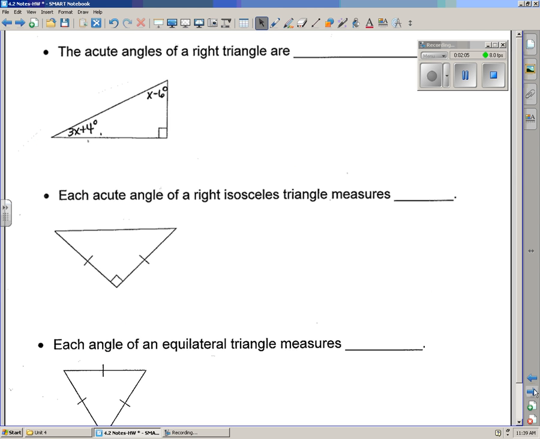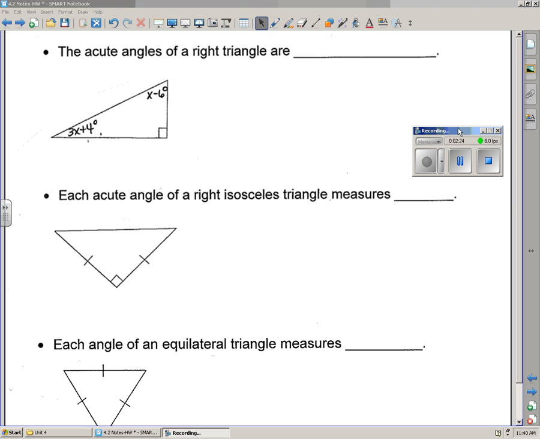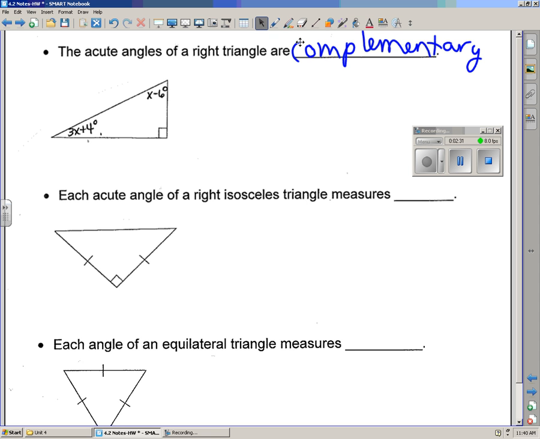The acute angles of any right triangle have to be complementary. They have to add to 90. If one angle is 90 already, hold on a second, C-O-M-P-L-E-M, let me fix my spelling and let me move this recording thing down. So there we go, complementary. So the fact that you've got one angle being 90, but all three angles have to add to 180, then the other two have to add to 90 as well.